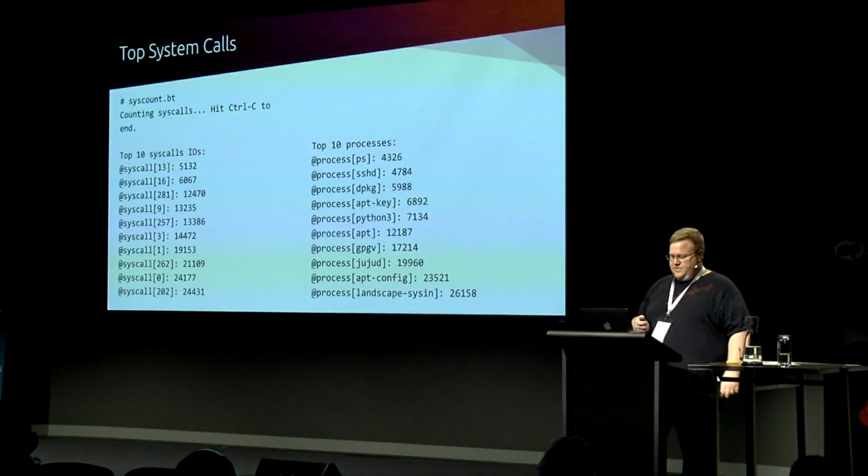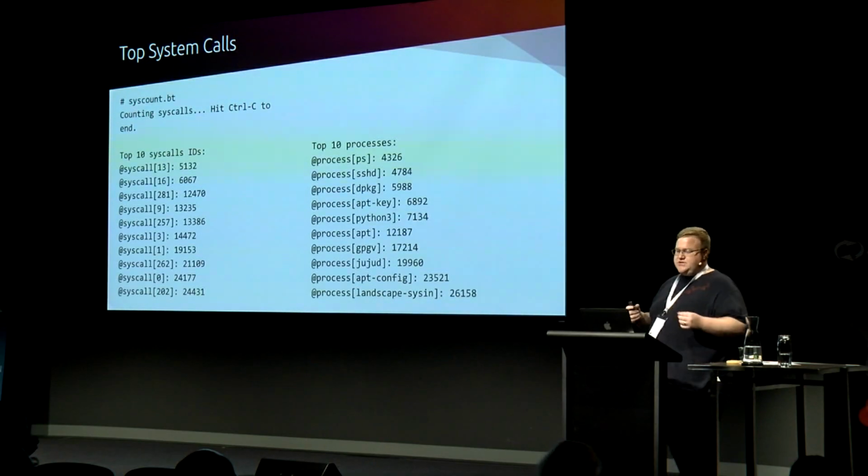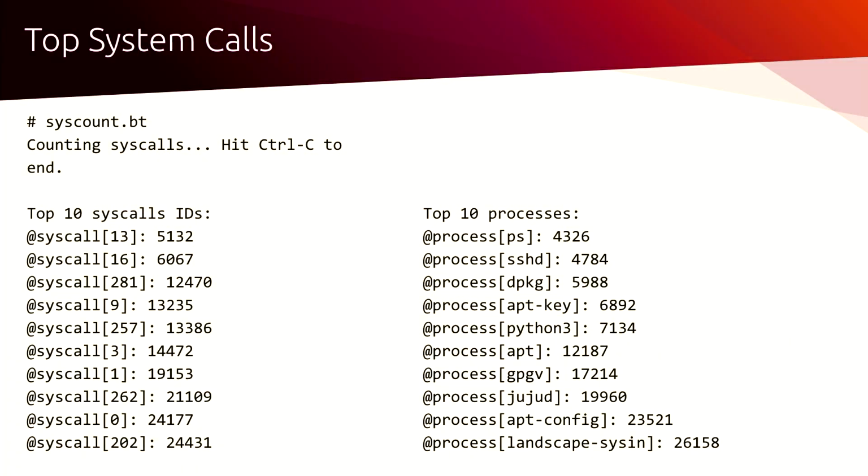Here's another kind of tool that's doing some summary and analysis, called syscount. It's just showing the top system calls by ID. This tool unfortunately doesn't print the friendly text name, but it is possible to do that. And also the top 10 processes by process name, so which processes make the most system calls. And we can customize all of these things. These are just example programs.